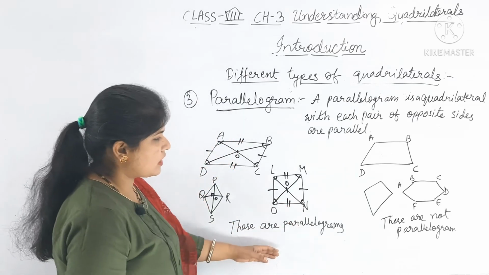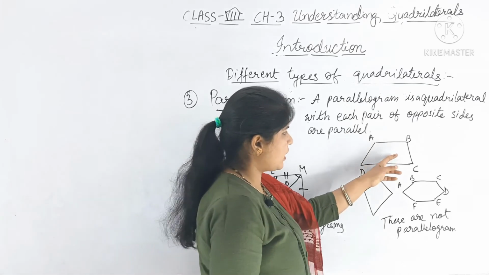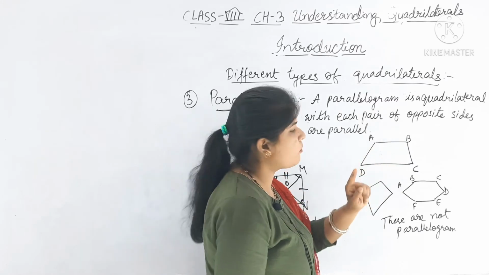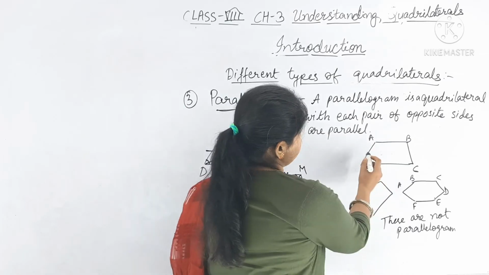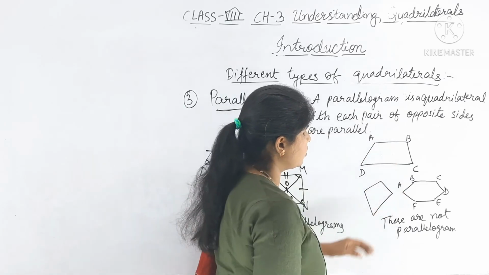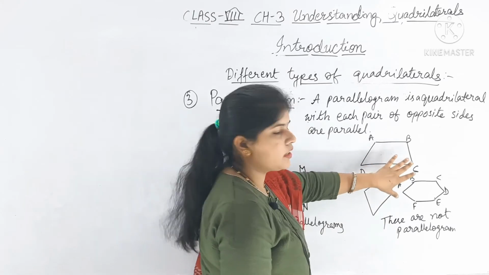Okay, so these are the parallelograms. And here you can see what we saw in the first kind of quadrilateral, that it is a trapezium. These are four sides, but it is a trapezium.